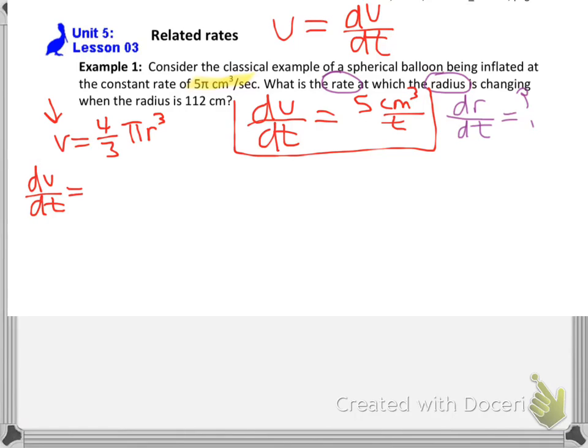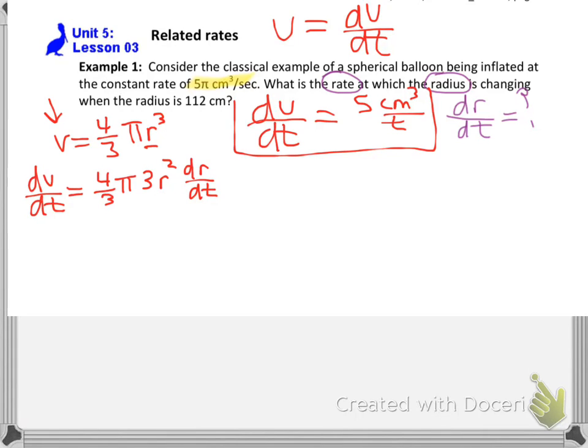And remember, 4/3 is certainly a constant. Pi is certainly a constant. So the derivative of this is going to be with respect to time of the radius. So the derivative of this is 4/3 pi. And now we take the derivative, 3r squared. And remember, this is implicit differentiation, so every time you take the derivative, it's with respect to time. And so it's going to be dr dt.